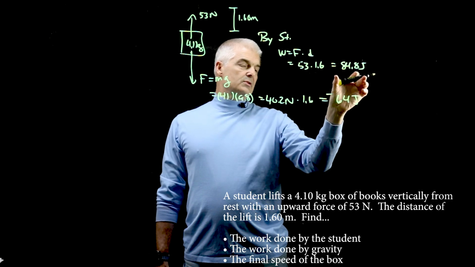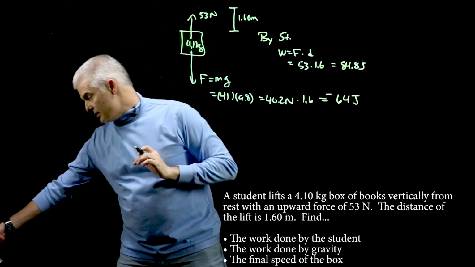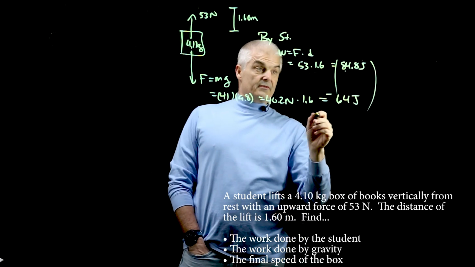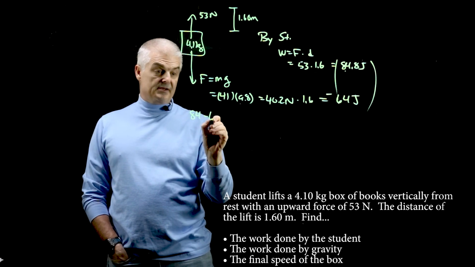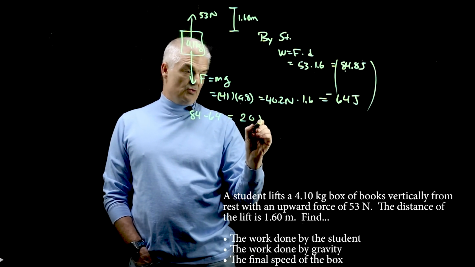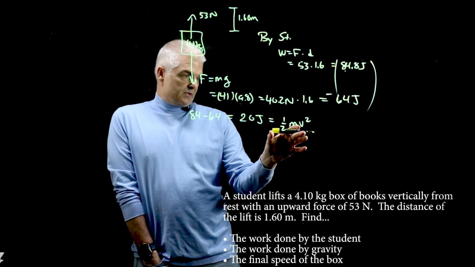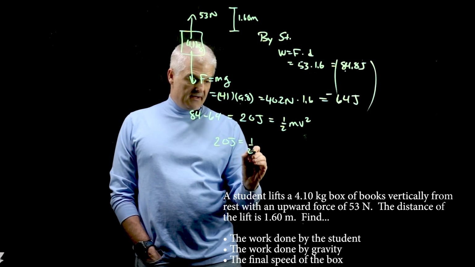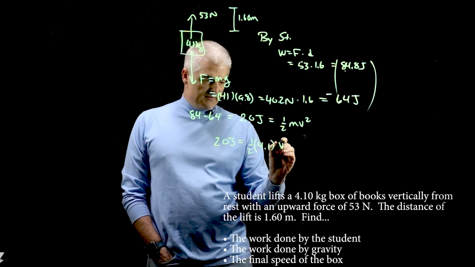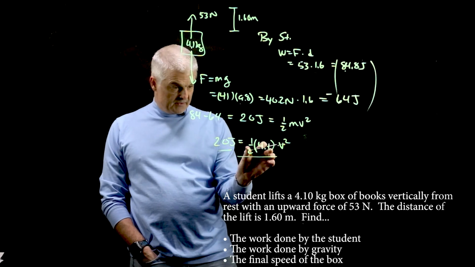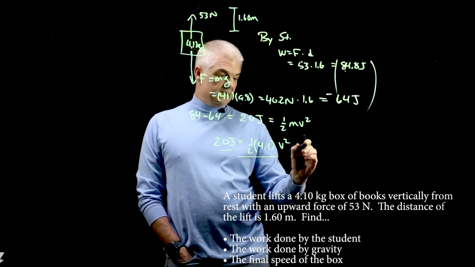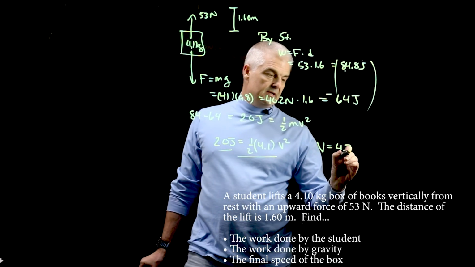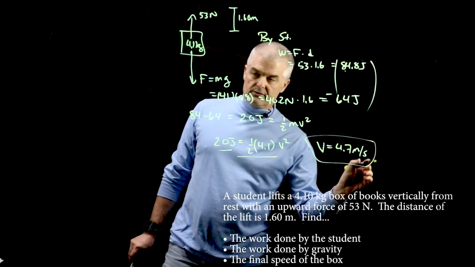So if we want to find out now the total work on the box, we're going to do the difference. 84 minus 64, we'll simply round that, is 20 joules. The last question asks, what's the velocity? How fast is it going? Of course, you just plug this in. 20 joules is equal to 1/2 times 4.1 times v squared. Divide both sides by this, then take the square root. I won't go into all the details, and you get v to be equal to 4.7 meters per second. A little square root stuff you'll have to do on the calculator.